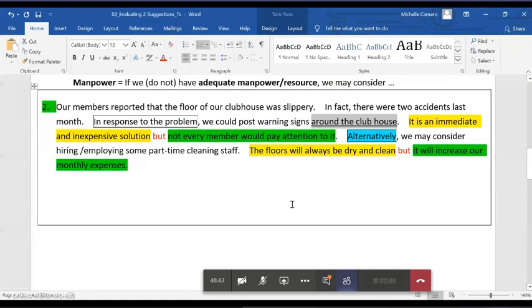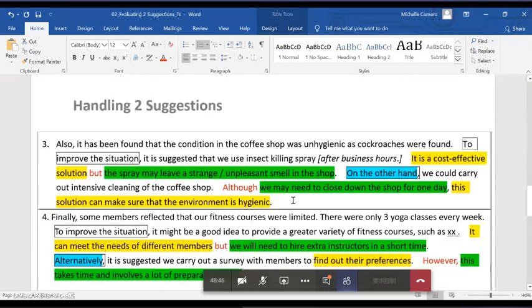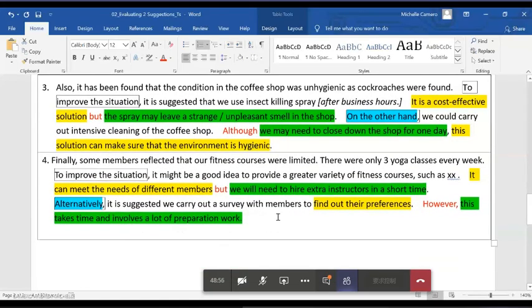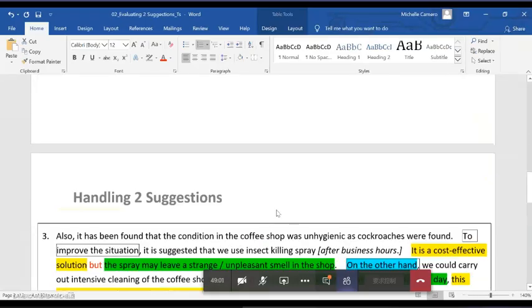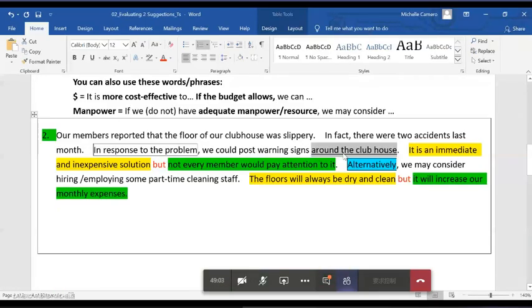I'm wondering if there's anything more. If there's another example of that. Let's see. I don't see one. Yeah, that's the only other example I can show you of adding some extra details for a solution.